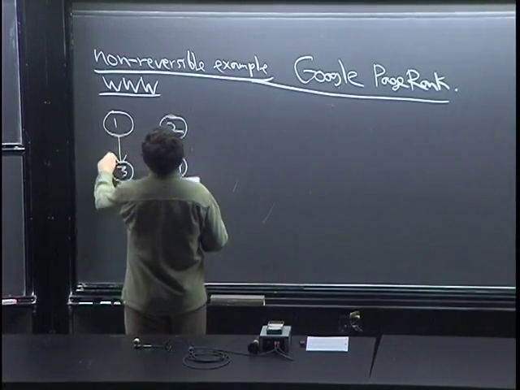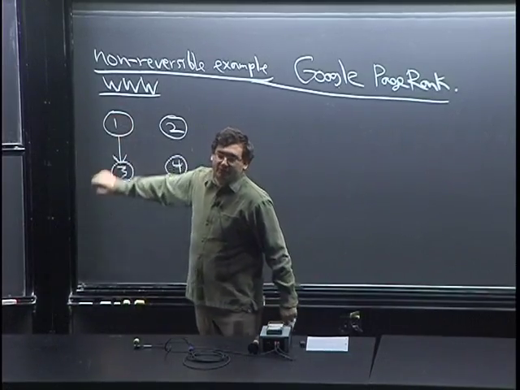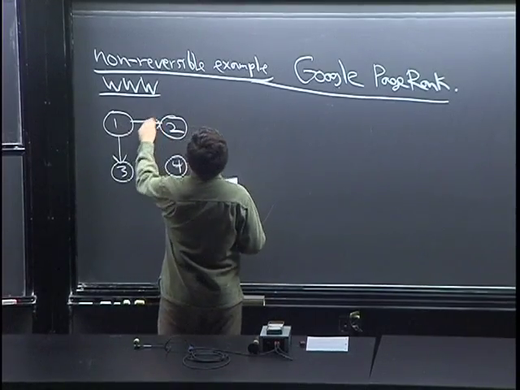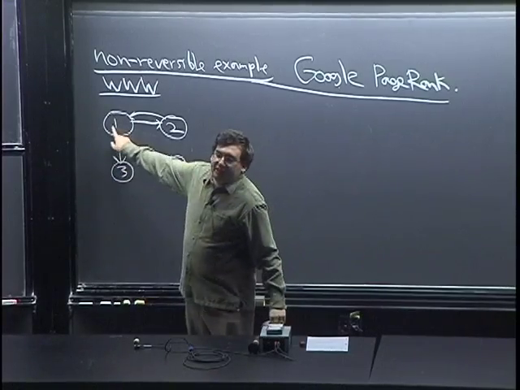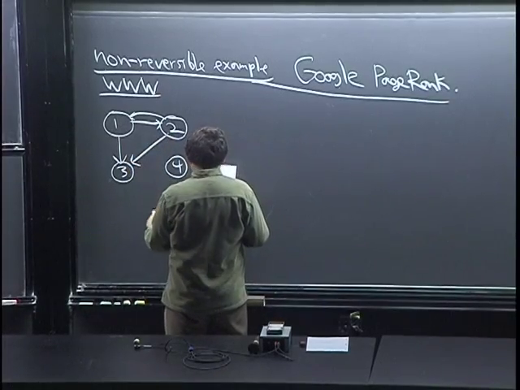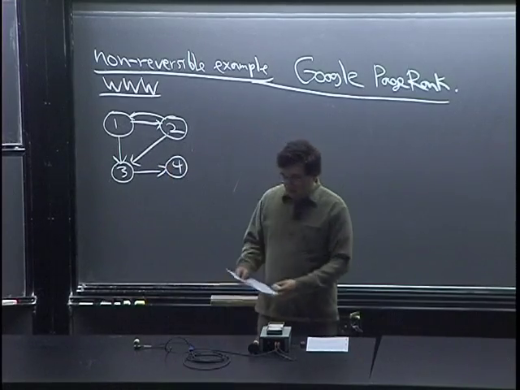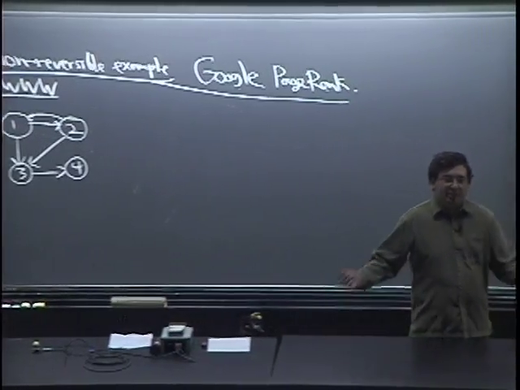Page number 1 links to page number 3. That is, if you go to this web page, you see a link that takes you to this web page. Okay, page 1 links to page 2. Page 2 links back to page 1. Page 3 is not so nice. They don't link back to page 1. Page 2 links to page 3, and page 3 links only to page 4. Page 4 has no links on it, right? Not every web page links to other pages. It may just be that page.